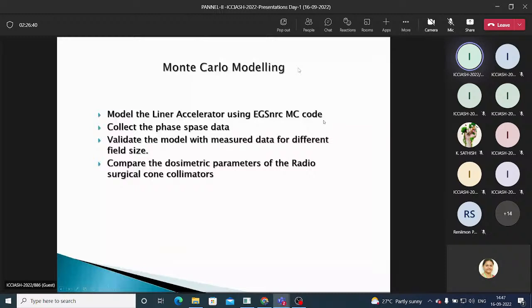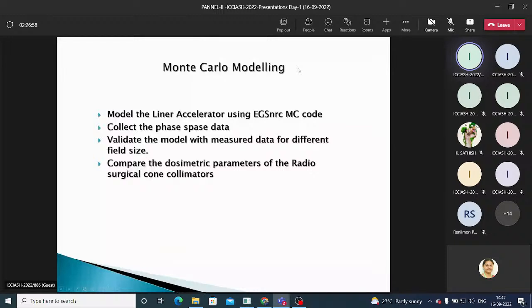This is from NRC Canada, the National Research Council of Canada, and we collect the phase space data. Phase space data means data including the photon's energy, momentum, and positions. We validate the model with measurements at different radiation field sizes, and compare the dosimetric parameters of radiosurgical cones.